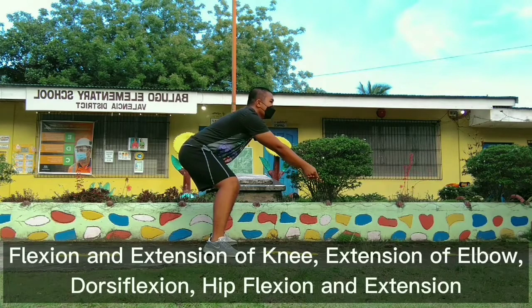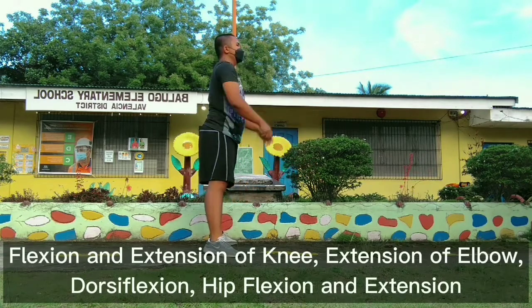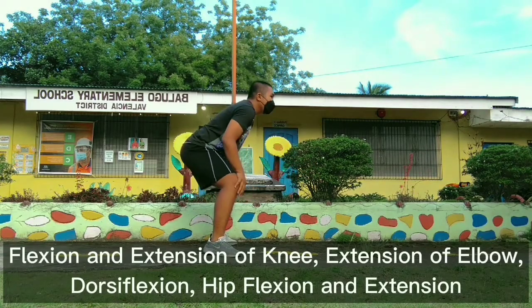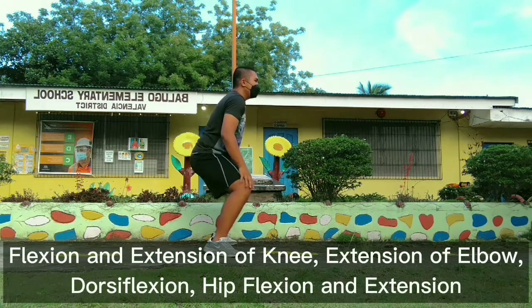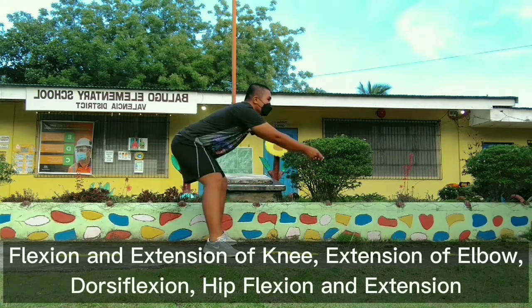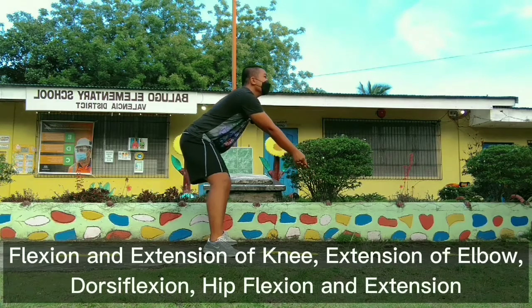For you to be able to receive a good ball, you need to bend your hip, your knees, and extend your arms forward. After that, slowly push the ball upward.